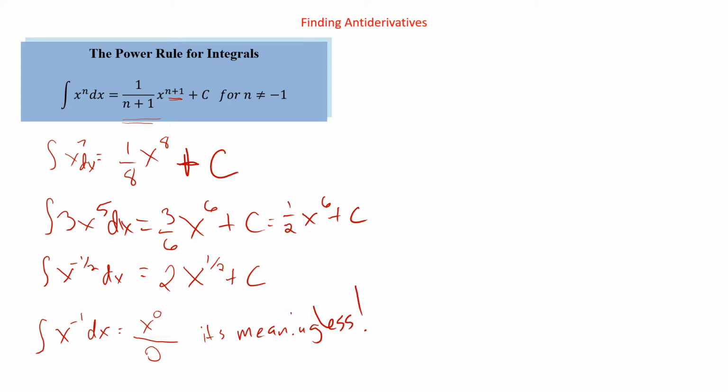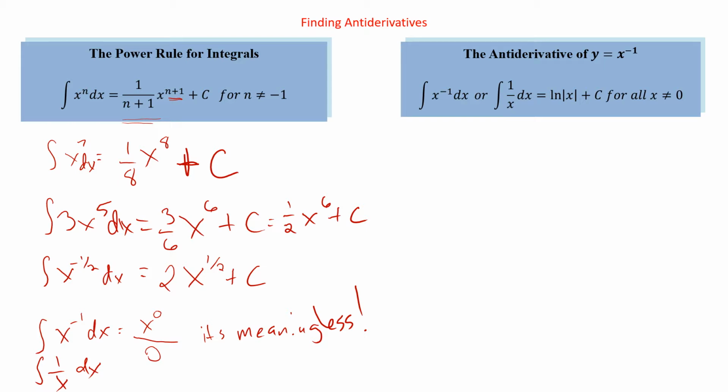So how did we get x to the negative 1 as a derivative? Because we have gotten x to the negative 1 as a derivative. Maybe if we rewrite that, instead of x to the negative 1, remember that equals 1 over x dx. How do we get 1 over x as a derivative? It doesn't come from a power function. It comes from the natural log. The integral of 1 over x dx is equal to the natural log of x.